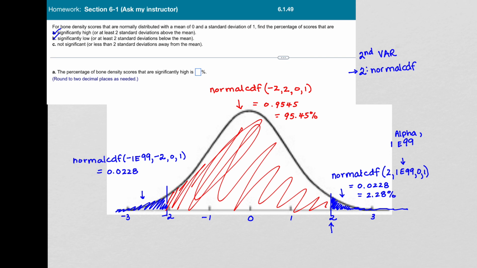95.45%. Now, you may remember from the empirical rule that between plus and minus 2 standard deviations from the mean, we say that we have approximately 95% of the values. And so that's what we're seeing here. We're just being a little bit more precise. And so that's how you solve that problem.